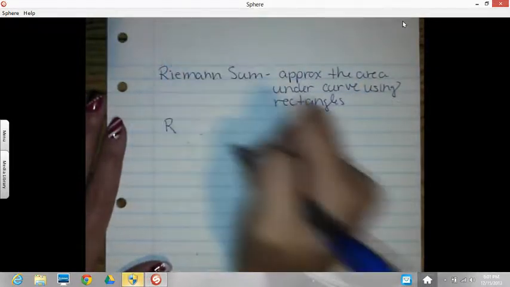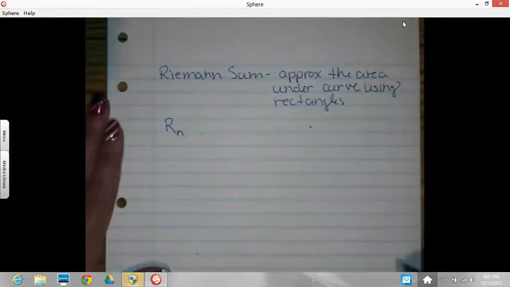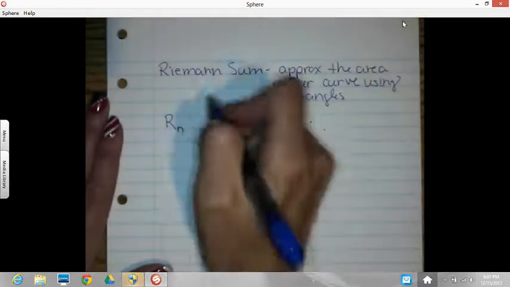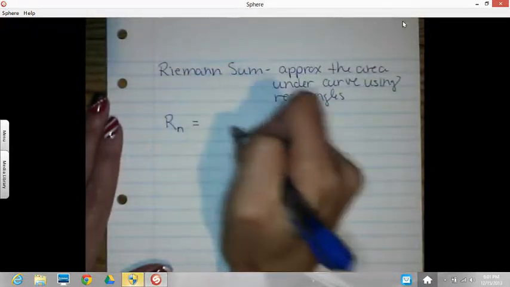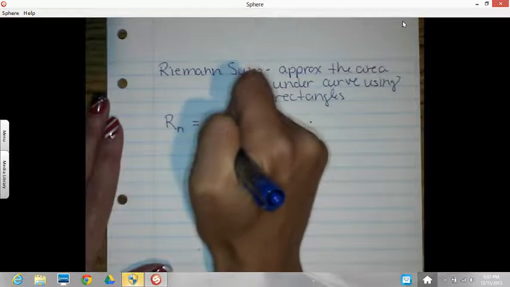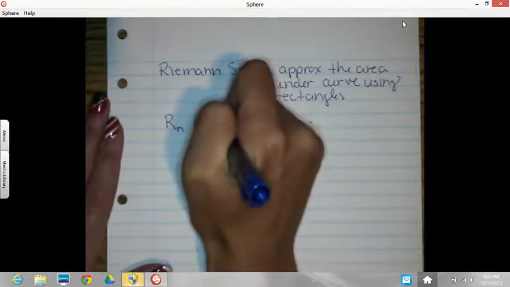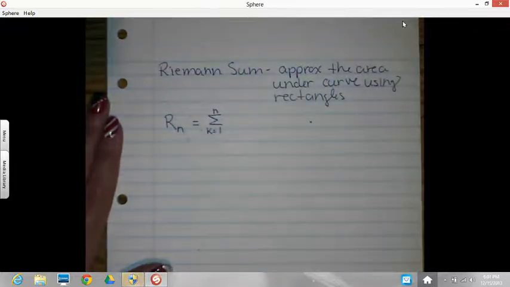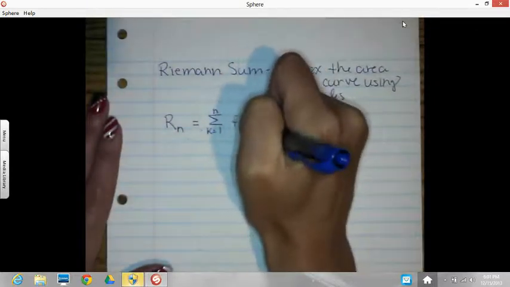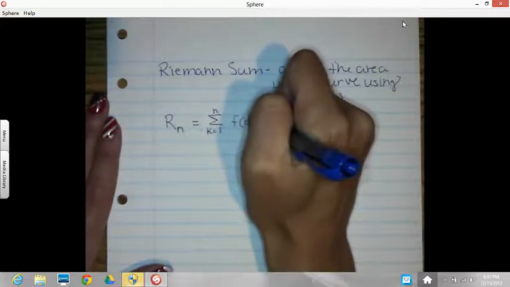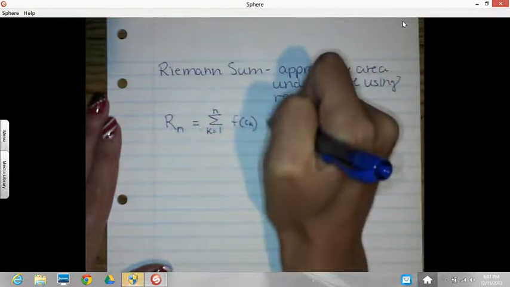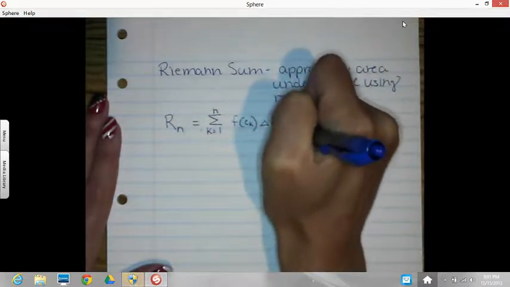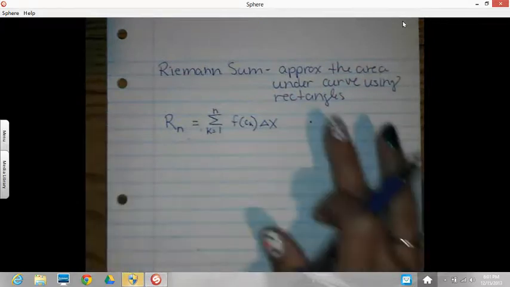R for Riemann, and R is for rectangles too. N is the number of rectangles you're going to have, or the number of partitions. The Riemann sum is equal to the sum from k equals 1 to n of f of c_k times delta x. Okay, looks impressive, but it's really not bad.